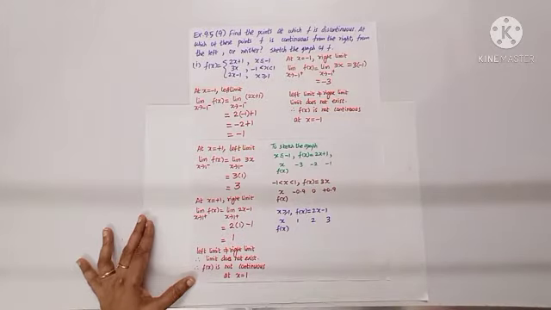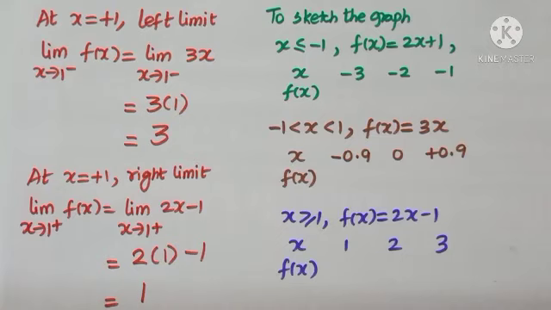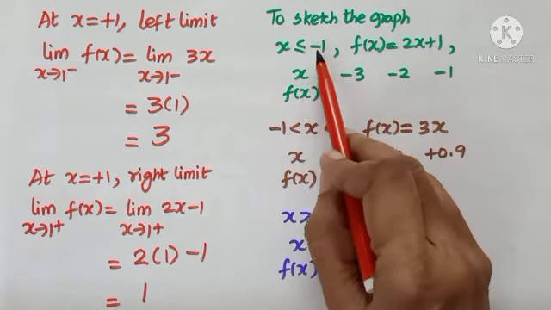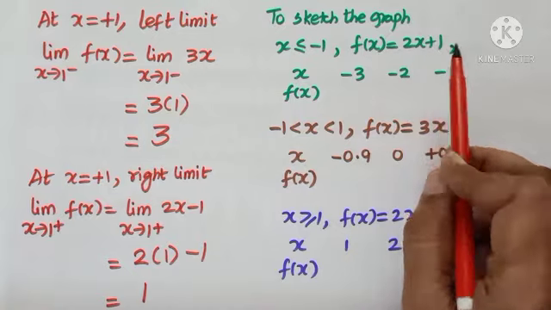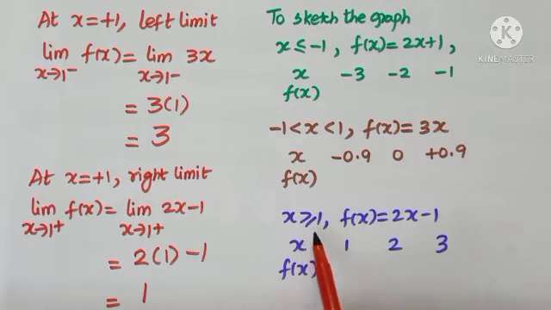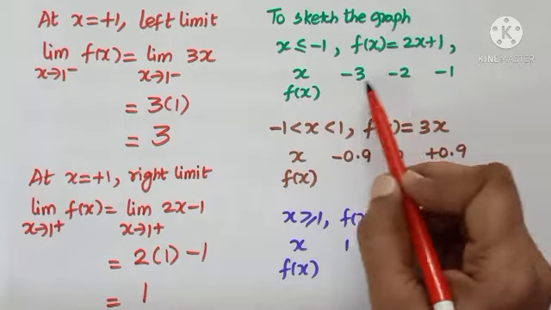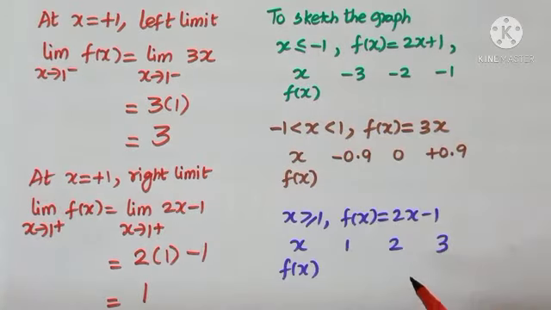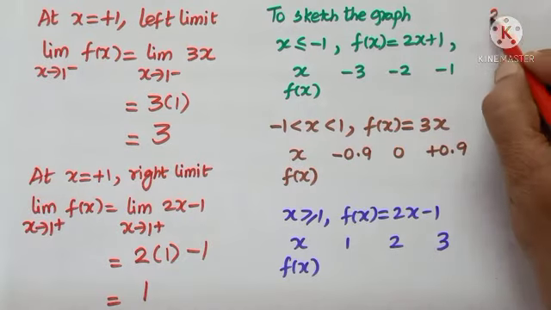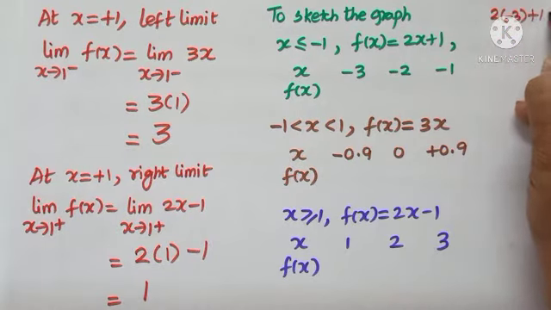Now we need to sketch the graph of it. To sketch the graph, for the function below or equal to minus 1, it is 2x plus 1. Between minus 1 and 1, it is 3x. Above or equal to 1, it is 2x minus 1. As I substitute some values below minus 1, I can put minus 1, minus 2, minus 3. Substitute it here. What is my answer? 2 into minus 3 plus 1. That is minus 6 plus 1, minus 5.